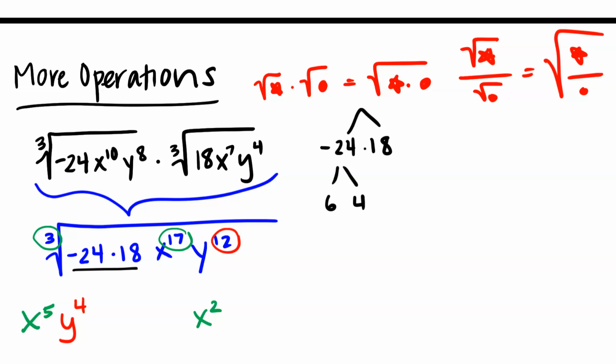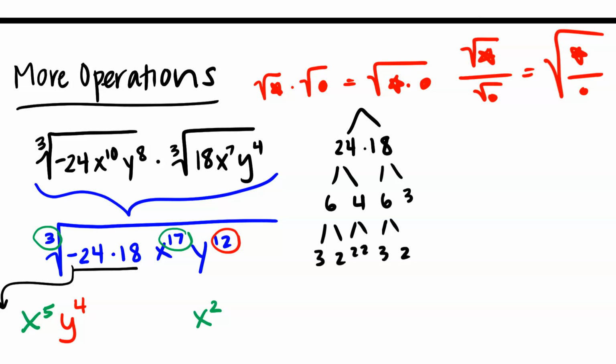6 and 4. One thing to know right away is that when we take the cube root of a negative, we're going to end up with a negative on the outside. So I'm just going to go ahead and move that negative sign out here to begin with and ignore it as I make my factor tree. 18 is 6 and 3, 3 and 2, 3 and 2, 2 and 2.